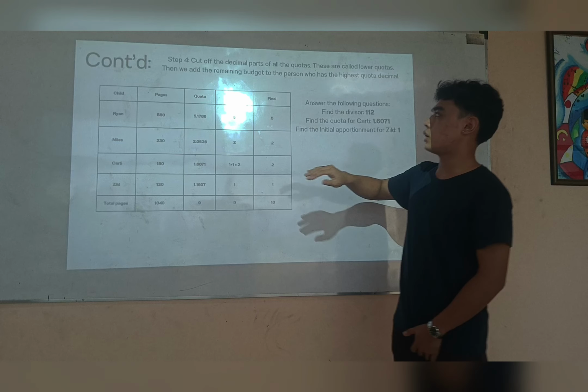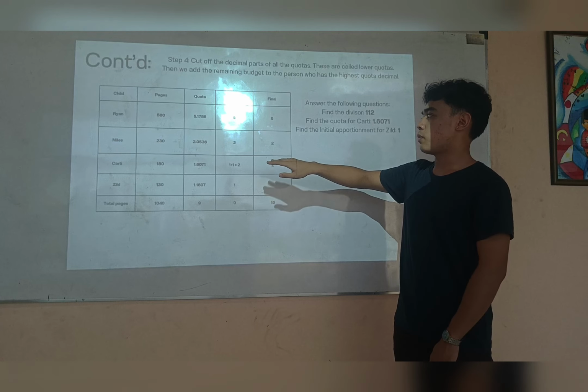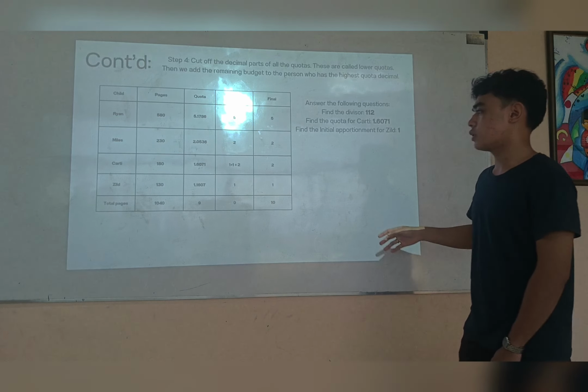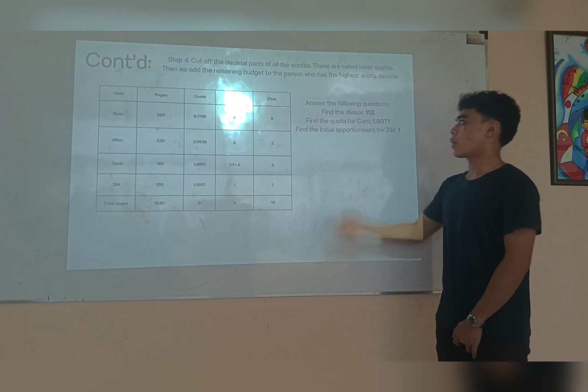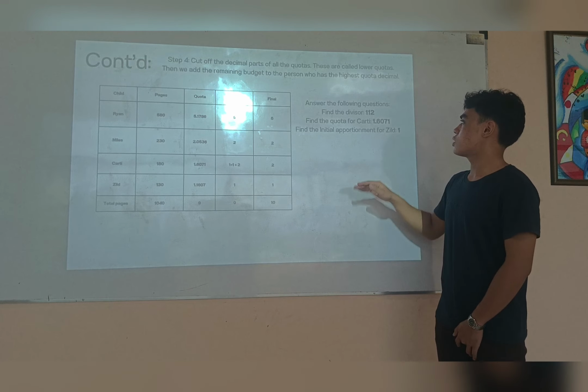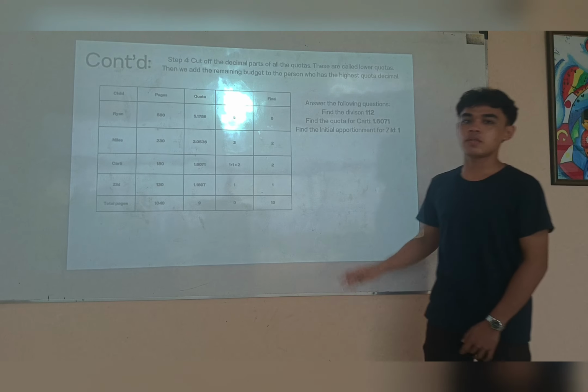So our final candies for each student will be 5 for Ryan, 2 candies for Miles, 2 candies for Carty, and 1 candy for Zil, a total of 10 candies. So our divisor is 112. The quota for Carty is 1.6071, and the initial apportionment for Zil is 1 candy.